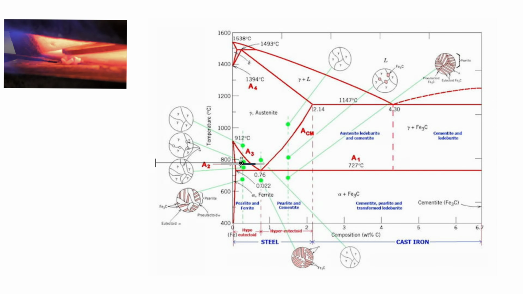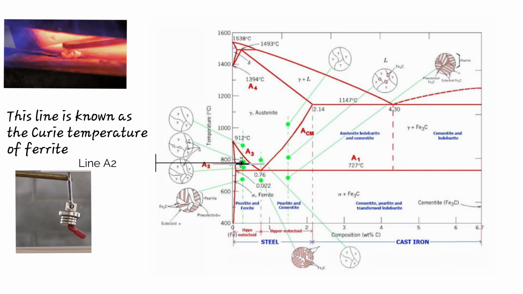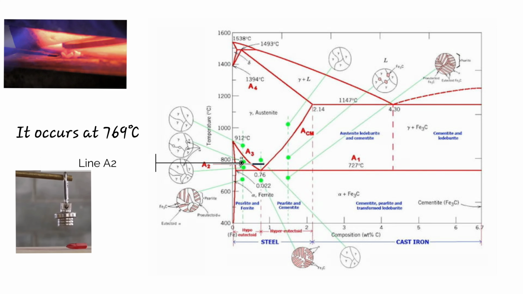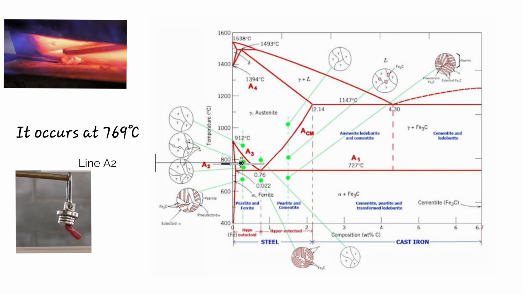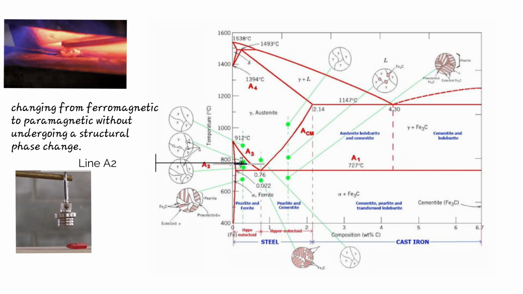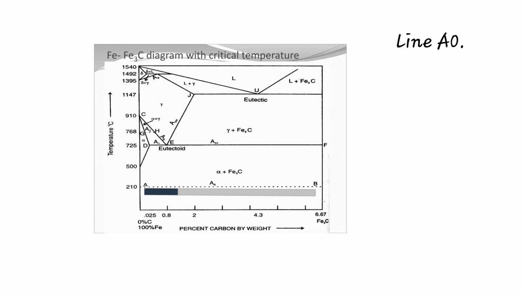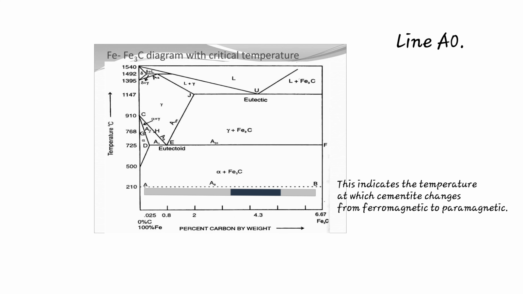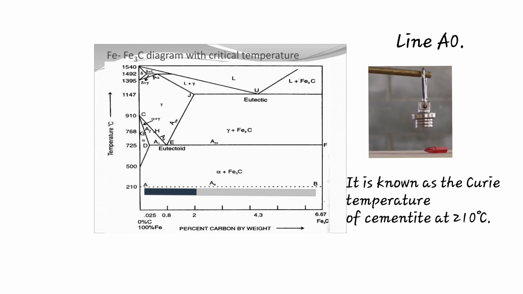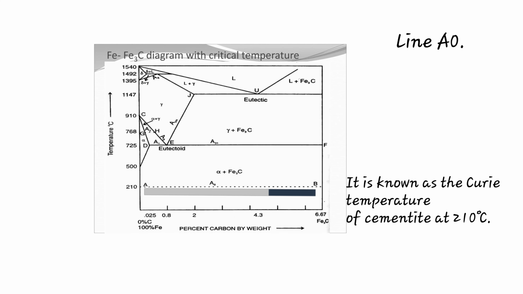Line A2. This line is known as the Curie temperature of ferrite, at which ferromagnetic ferrite becomes paramagnetic. It occurs at 769 degrees Celsius. This is the temperature where iron loses its magnetic properties, changing from ferromagnetic to paramagnetic, without undergoing a structural phase change. Line A0. This indicates the temperature at which cementite changes from ferromagnetic to paramagnetic. It is known as the Curie temperature of cementite, at 210 degrees Celsius.